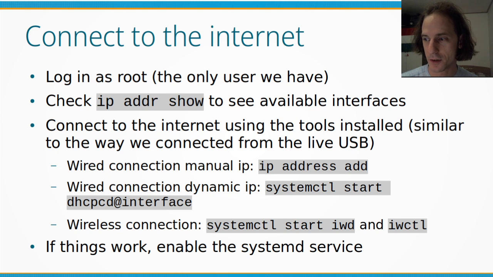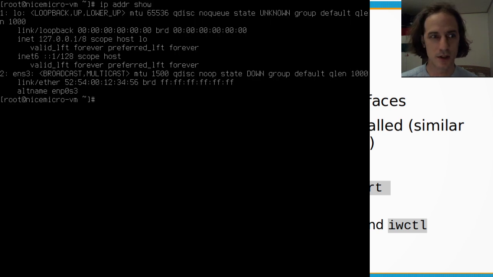Just to clarify how this works, in my case I have a simple wired DHCP connection. So I will run systemctl start dhcpcd@ens3, because I will run it on the ens3 interface.